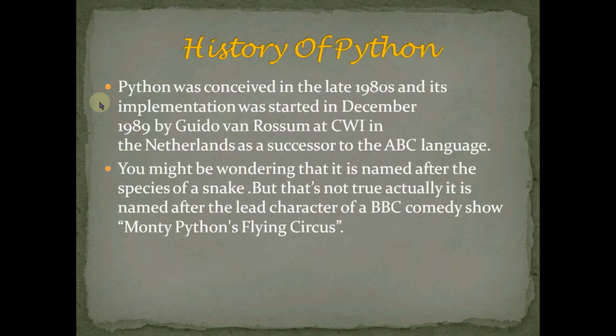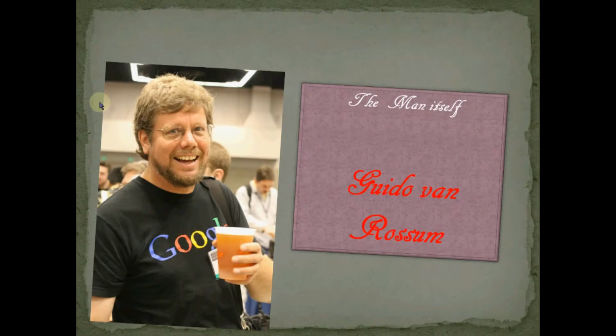Now, most of you might be wondering whether the developer named Python on the basis of a species of snake, but that's not actually true. Van Rossum told in an interview that he named this language Python after the very famous BBC comedy show Monty Python's Flying Circus. So Python is the name of the lead character, not the species of a snake. So he is the person who developed the Python programming language.